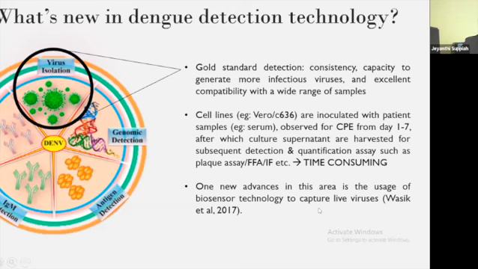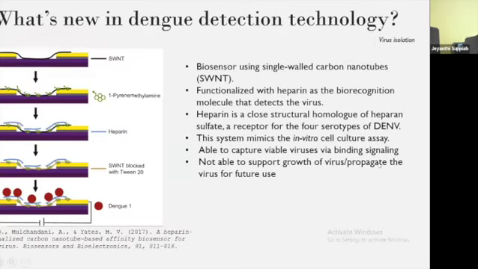One of the new advances that I picked from this particular publication is the usage of biosensor technology to capture live viruses. Wasik 2017 explained the development of a biosensor using single wall carbon nanotubes, called SWNT, that mimics the in vitro cell culture system. Basically, the scientists took the single wall carbon nanotube and functionalized it with heparin as a biorecognition molecule that detects the virus.